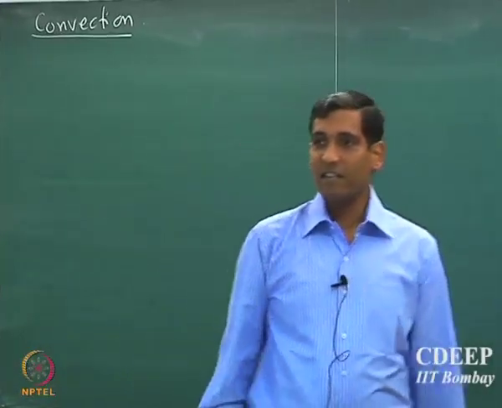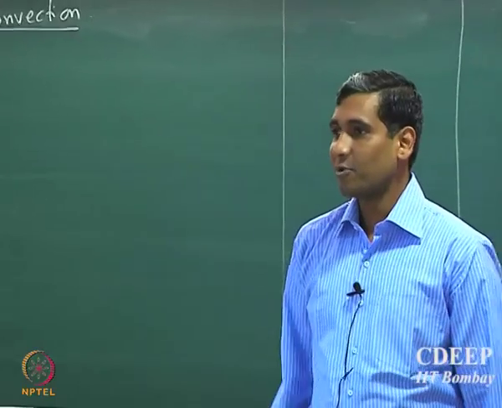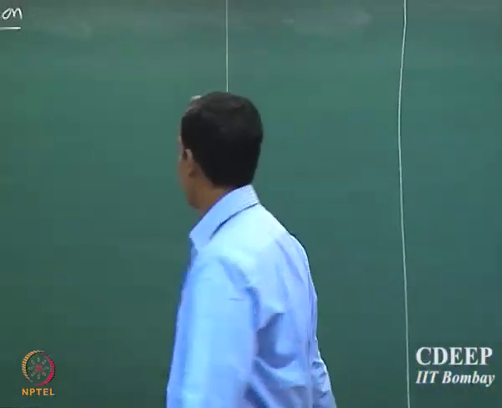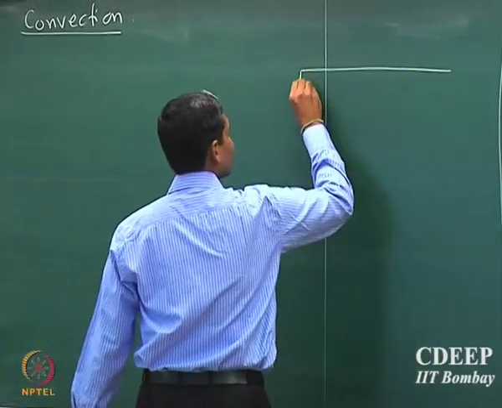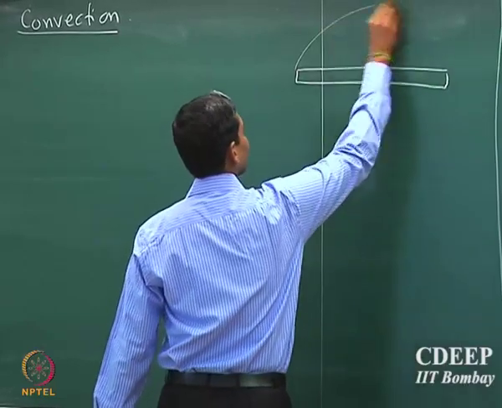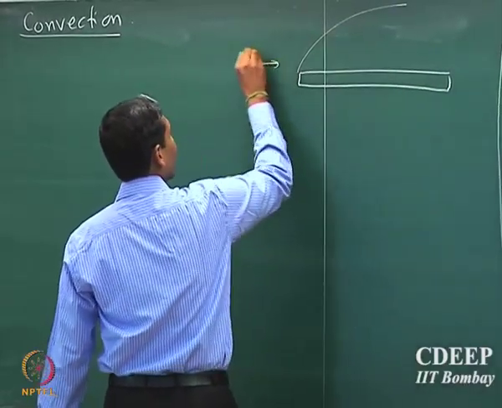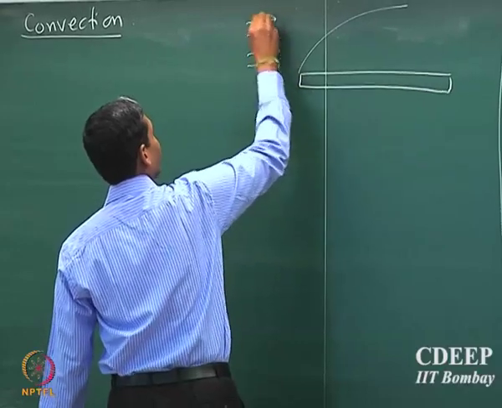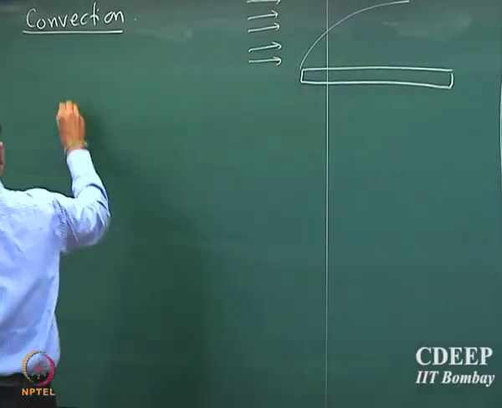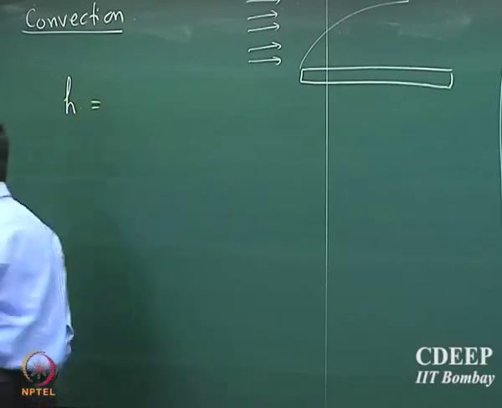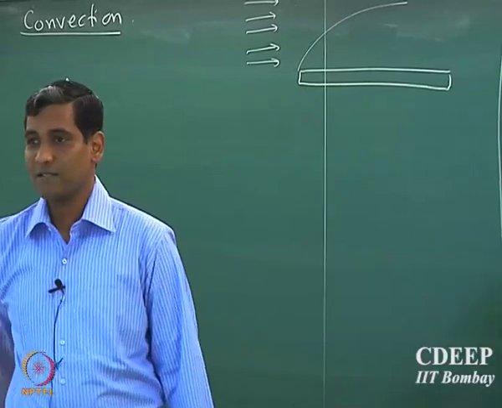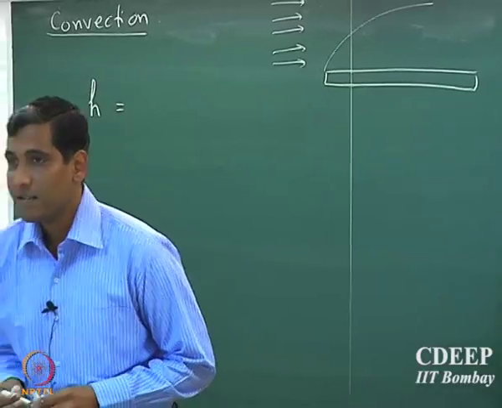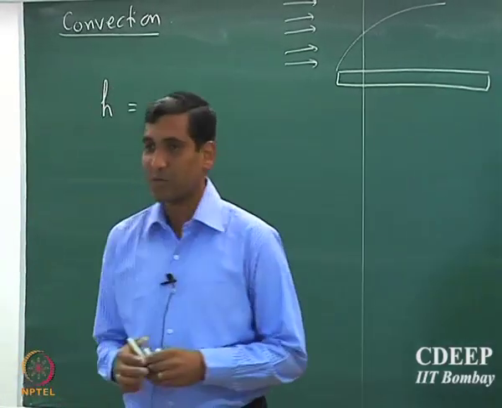So we defined the heat and mass transport coefficient yesterday. So supposing it's a flat plate, you have a boundary layer and you have fluid which is flowing past the object. What is H? Yeah, heat transport.